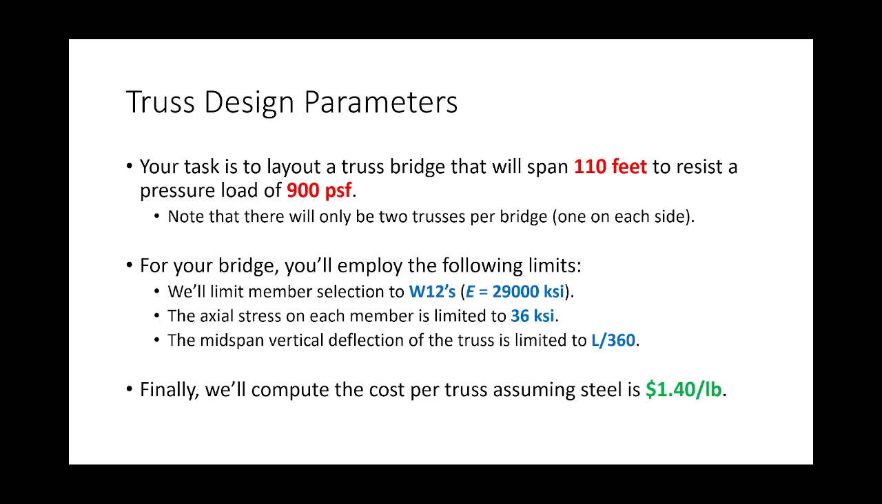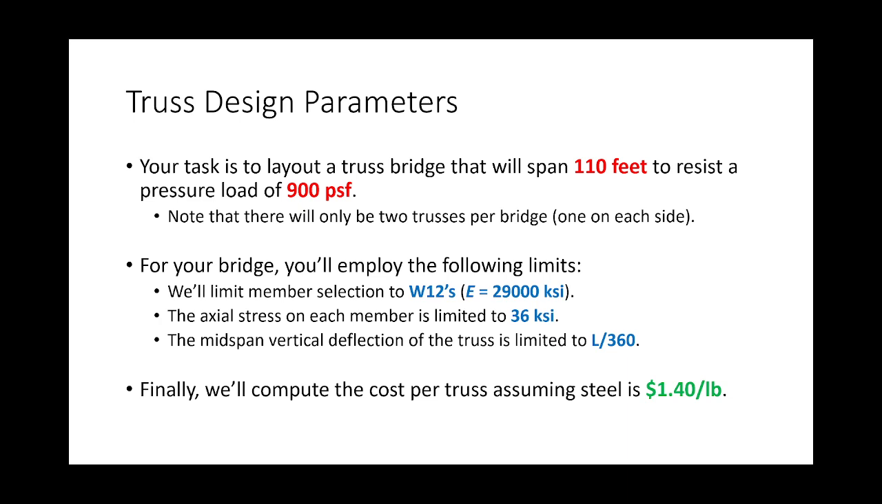Now, your bridge is going to be just like the one here in the sense that there's a truss on either side of the bridge. There's a truss over here and a truss over here, and you really just need to worry about detail in one of them because they're both going to be the same. For your bridge, you are to employ the following limits. You are going to limit your member selection, again, to W12s, okay? The axial stress on each member will be limited to 36 KSI.